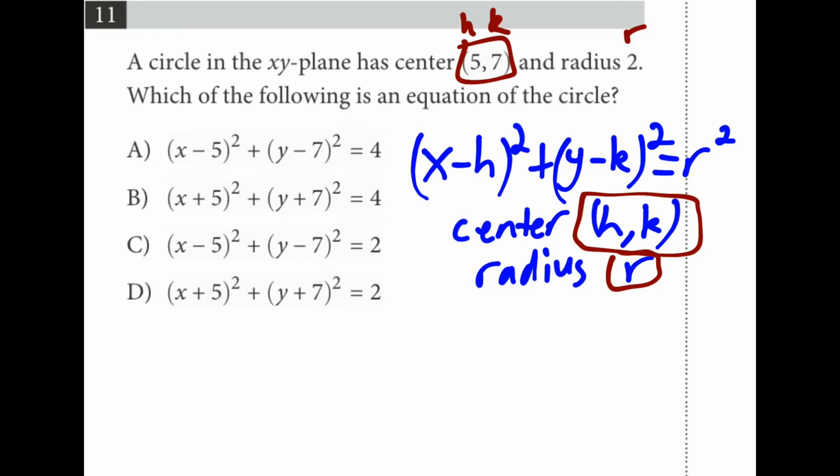So x minus 5, which could be this one or this one, y minus 7, still good, and radius squared. Not this one, but this one. A is your answer.